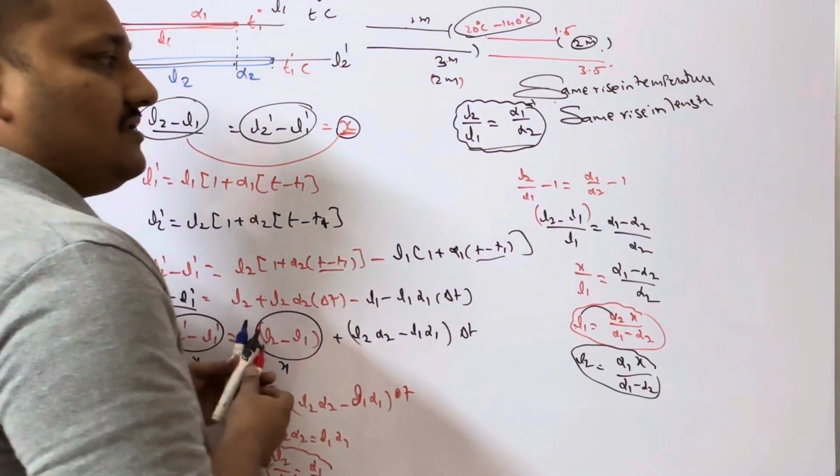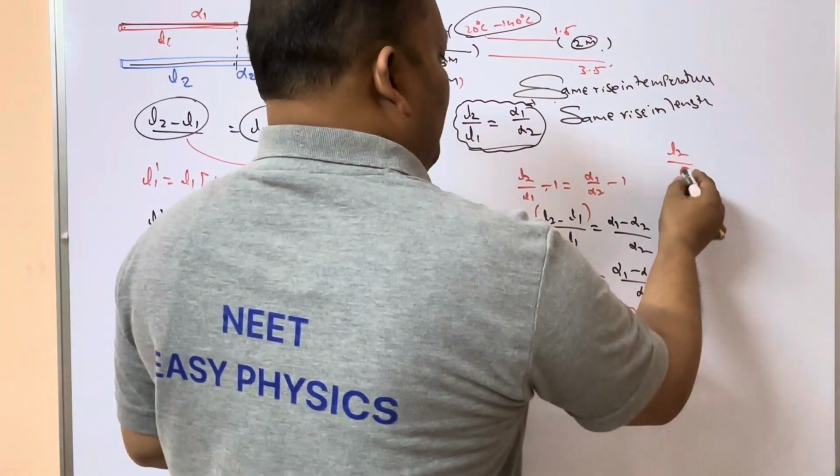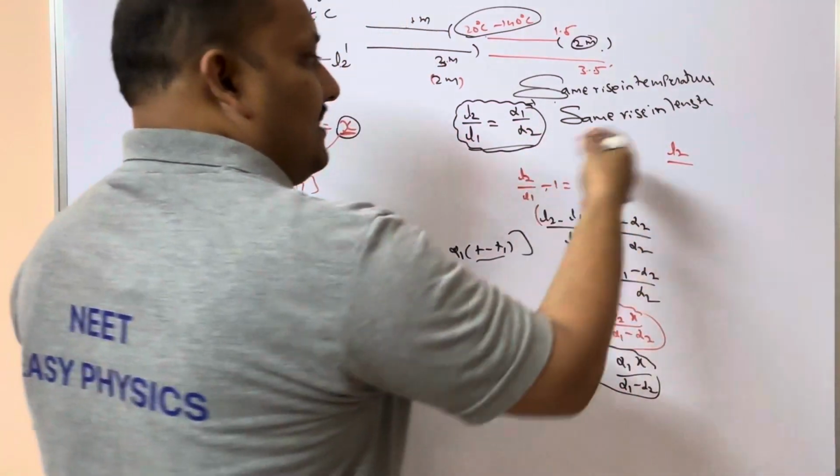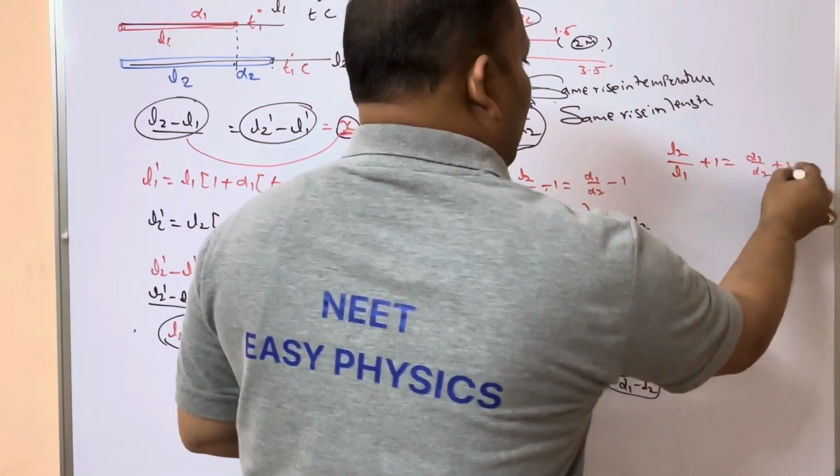So if you want, you can cross check. Here we made minus. Sometimes they will give plus: L2 by L1 plus 1, alpha 1 by alpha 2 plus 1.